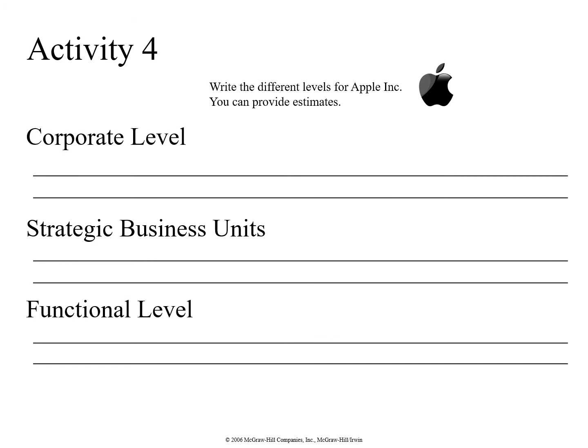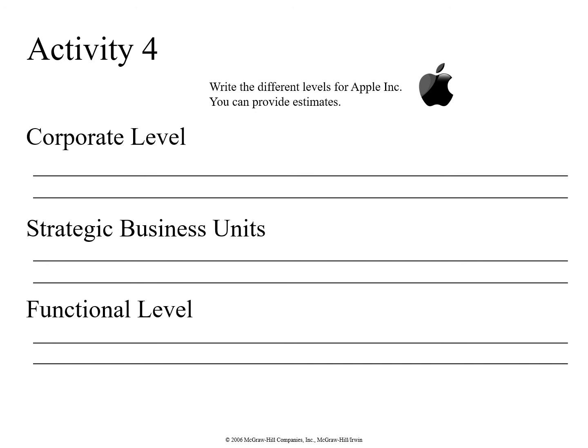So it's time for activity 4 here. What you're supposed to do is write the different levels for Apple Incorporation. You have the corporate level, strategic business units, and functional level. Just write in there what those levels are with reference to Apple. What's the corporate level for Apple? What are the strategic business units? What is the functional level?